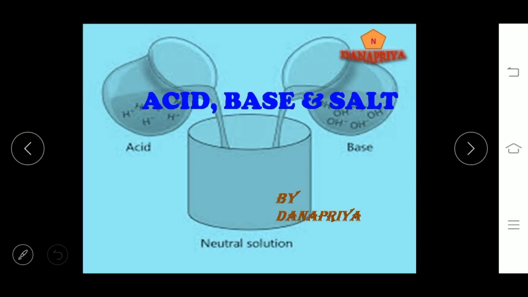Acid, base and salt. Acid consists of H plus ions. Acid is sour in taste. In terms of base, it consists of OH minus ions and base is bitter in taste. Let's move on to the question.